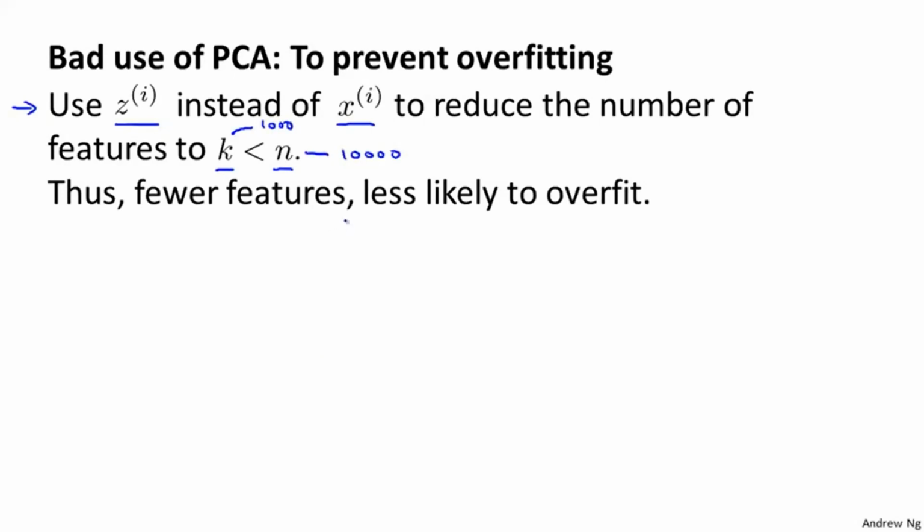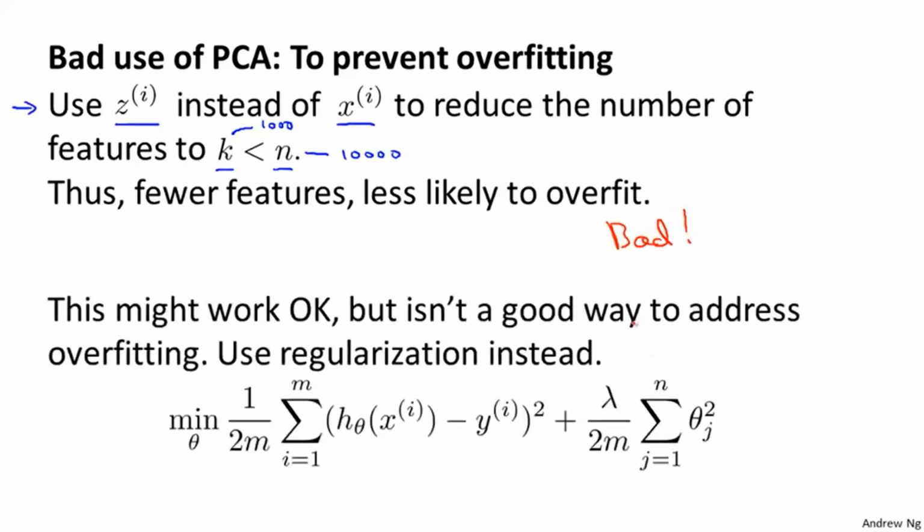And so some people think of PCA as a way to prevent overfitting, but just to emphasize, this is a bad application of PCA, and I do not recommend doing this. And it's not that this method works badly. If you were to use this method to reduce the dimension of data to try to prevent overfitting, it might actually work okay. But this just is not a good way to address overfitting. And instead, if you're worried about overfitting, there's a much better way to address it, to use regularization instead of using PCA to reduce the dimension of your data.